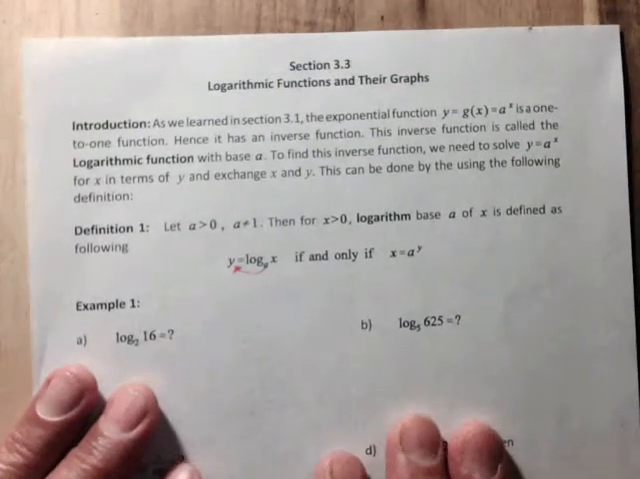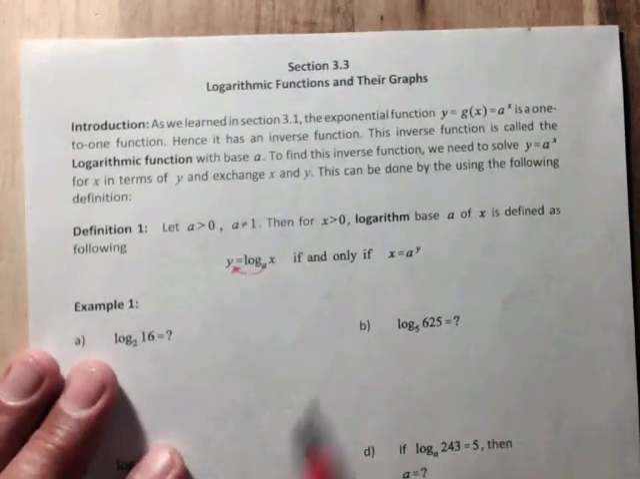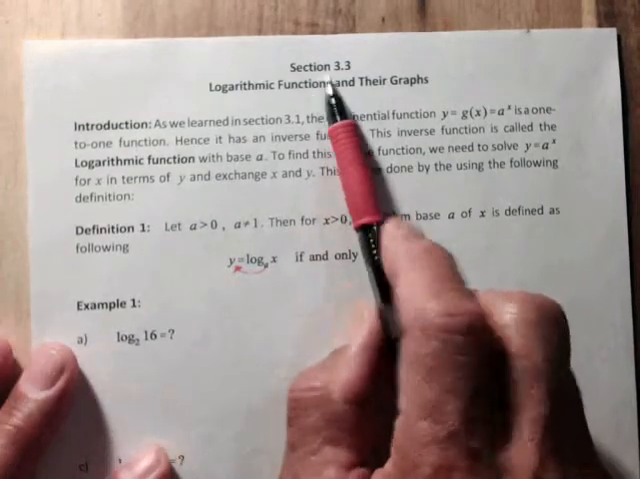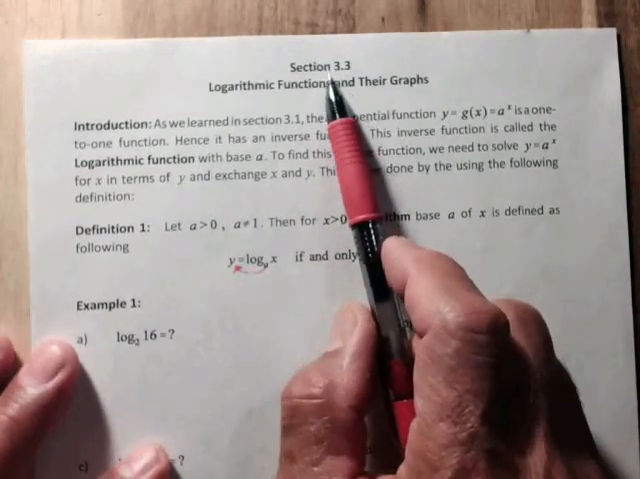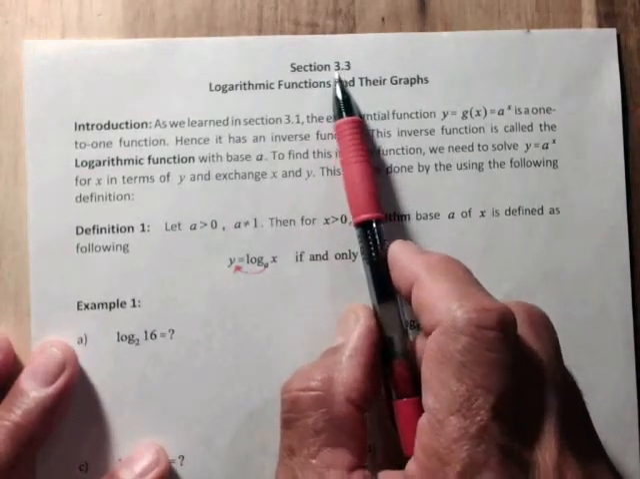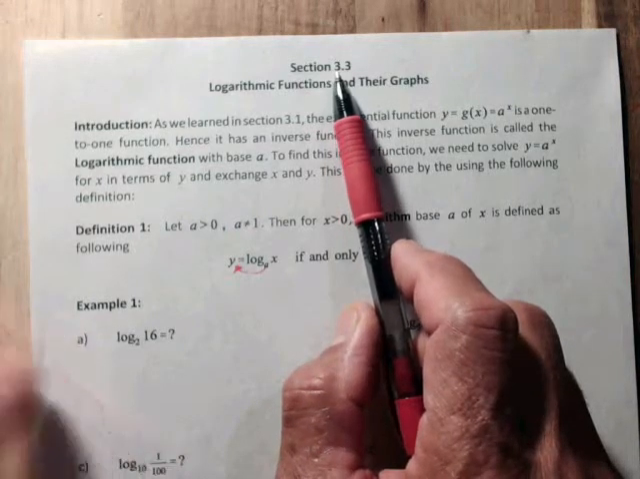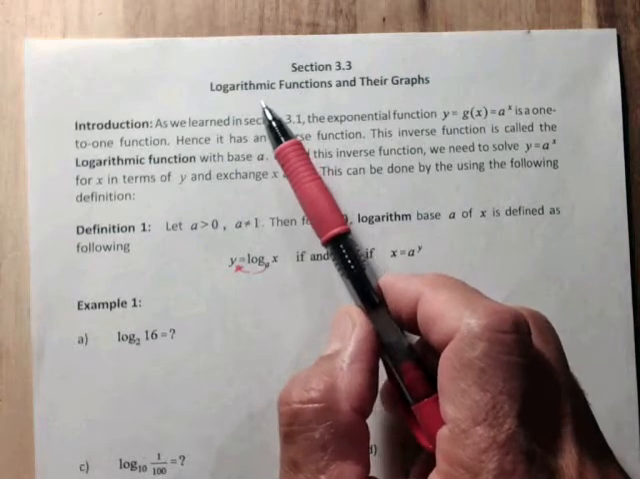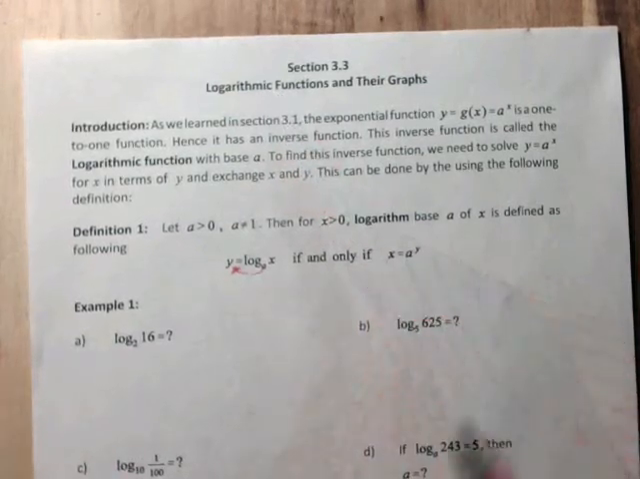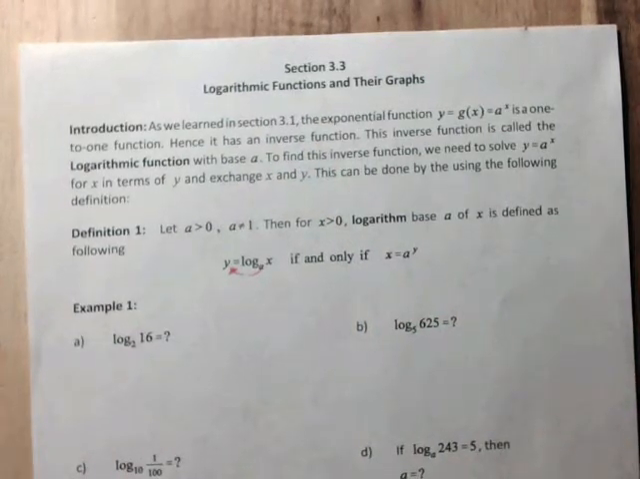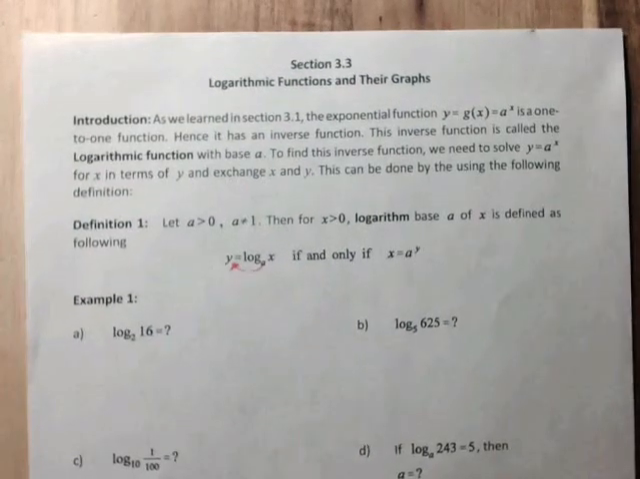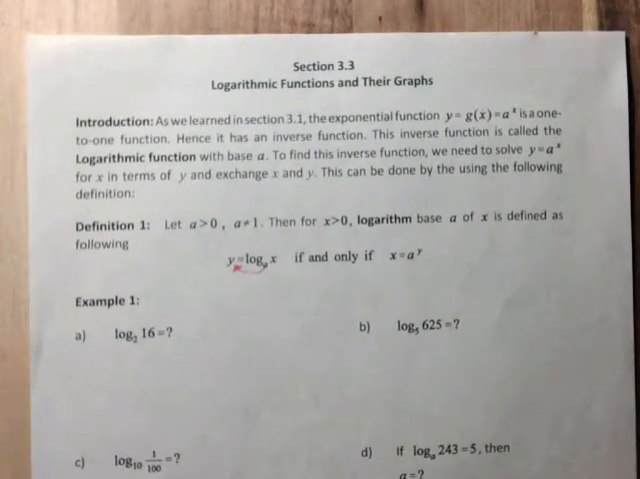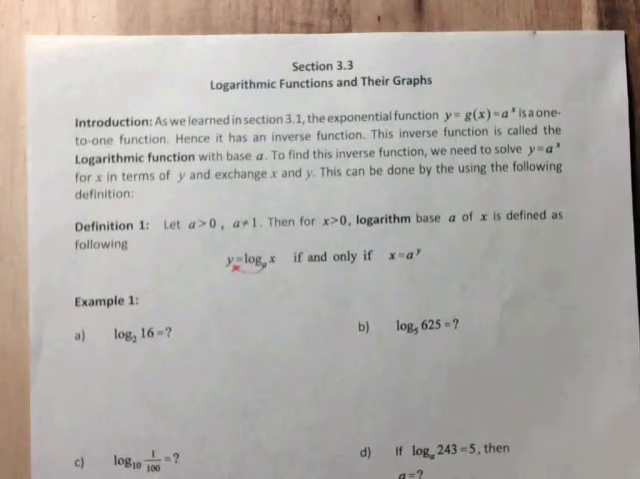Now we're going to do section 3.3. Section 3.3 is one of the most important sections in this course, and some students always complain that this is one of the more difficult or confusing sections in the whole course. So I'll try to explain this the best I can, so please pay attention.